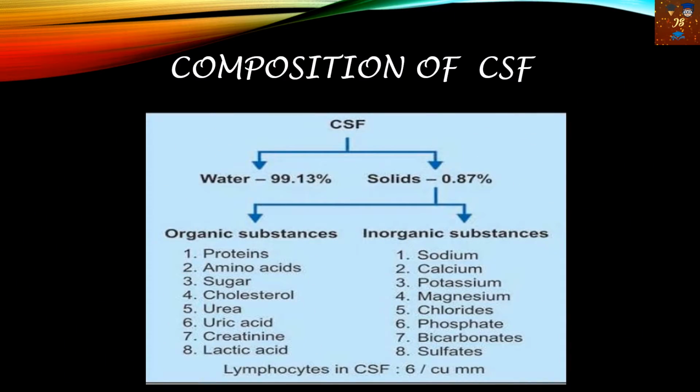If we see about the composition of CSF, then we can see 99.13% is water and 0.87% is solids. So under solids, we can see that organic substances and inorganic substances are there. Under organic substances, proteins, amino acids, sugar, cholesterol, urea, uric acid, creatinine and lactic acids are there. And under inorganic substances, sodium, calcium, potassium, magnesium, chlorides, phosphate, bicarbonate, sulfates are there. If we see 1 cubic mm of CSF, then we find 6 lymphocytes.